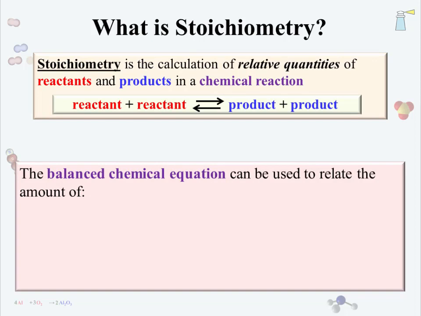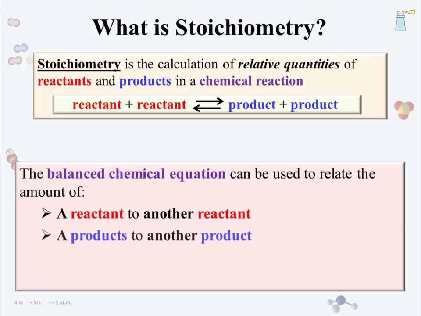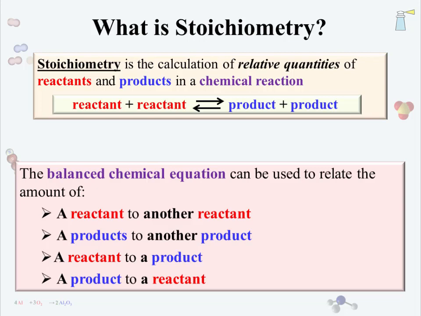The balanced chemical equation can be used to relate the amount of reactant to another reactant, product to another product, a reactant to a product, or a product to a reactant. Essentially, stoichiometry takes amount information about one substance in the balanced chemical equation and converts it into amount information about a different substance in the reaction.